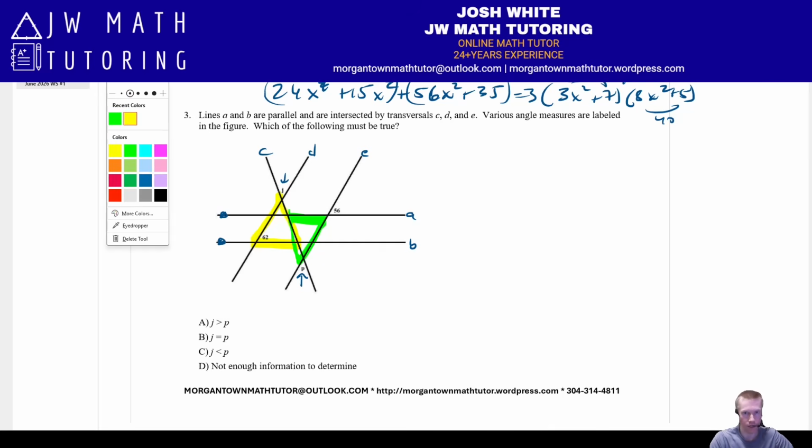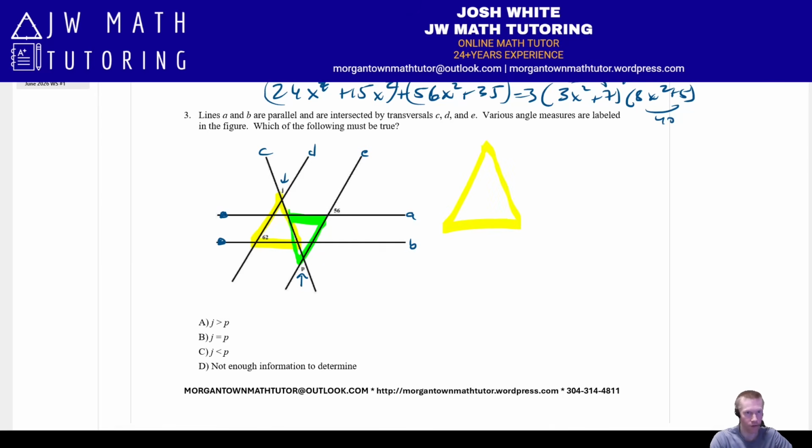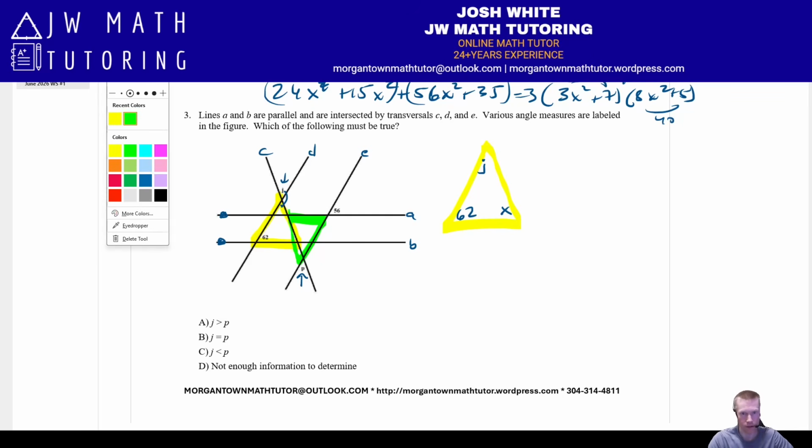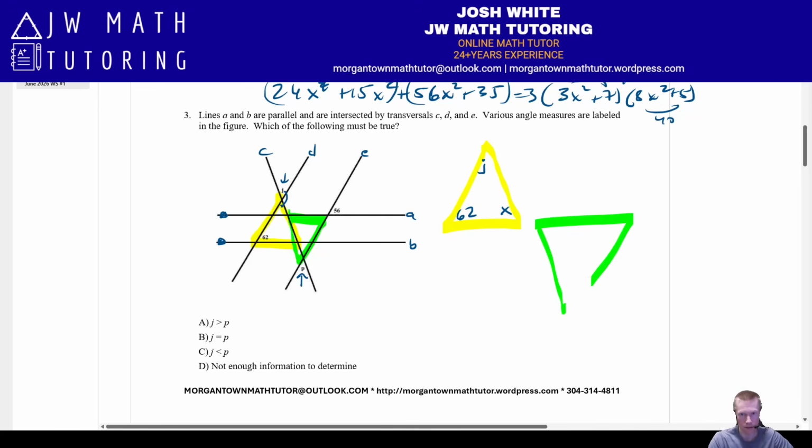Okay, in the yellow triangle, we have 3 angles. One of them is 62. The other one at the top here is J. And then this one down here in the bottom corner, we don't know. I'm just going to call it X. All right, now we have the green triangle. We have, in this corner, 56, vertical angle with this given 56. We have also P down here, vertical angle with given measure P. And then notice this angle right here is the same in both triangles. So I'm just going to call this X again over here.